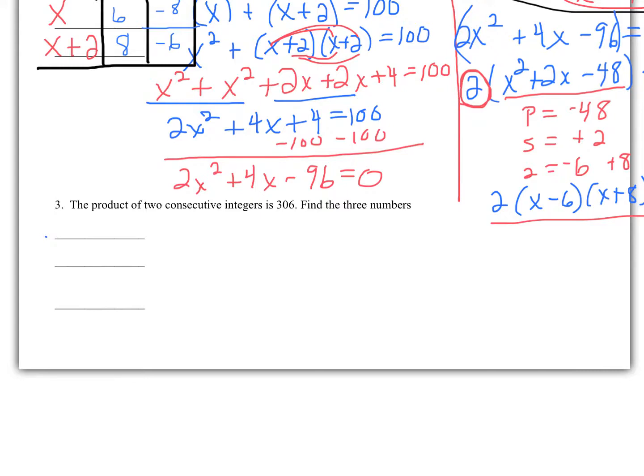I'm still here. So again, I'll give you about another 30 seconds or so to finish this problem up. Then we'll talk about it.